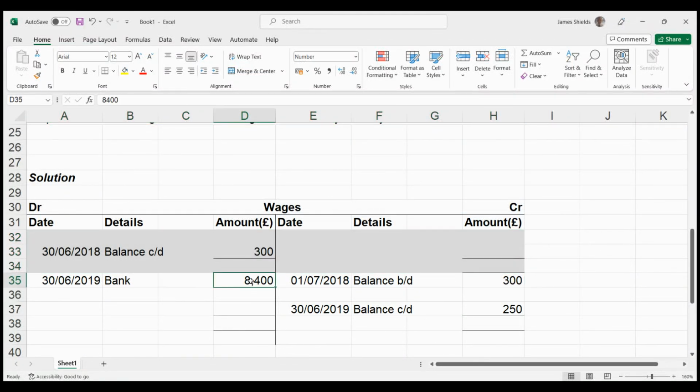So on my debit side, if you total that comes to £8,400. Now we're missing a figure. The missing figure is what's going to go in the income statement. So our details are going to be income statement.